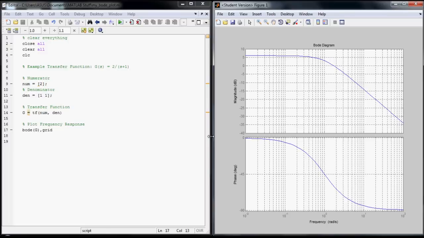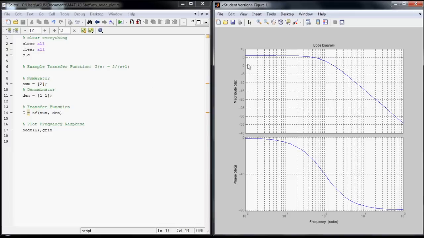So a couple of things to notice here. First of all, take a look at the beginning value. Notice that it starts out at roughly 6. And how can we tell by looking at the transfer function what it should be starting at? Well, if you take the magnitude when omega is 0, what you would have here is just 2 over 1 if s is equal to j omega. So 2 over 1 is 2. So 2 when omega is 0.